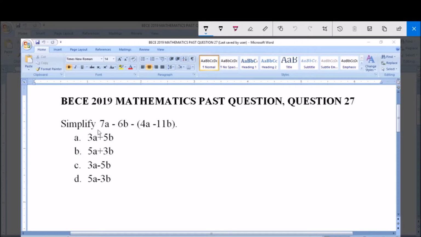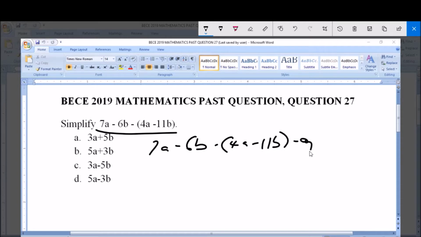So we are given this and we are asked to simplify it. So we have 7a minus 6b minus open brackets 4a minus 11b close brackets. Now for us to do these things, we have to open these brackets. Then after opening the brackets, we now pick our like terms. So the first thing we have to do is what? We have to open the brackets. Now how do we open these brackets?